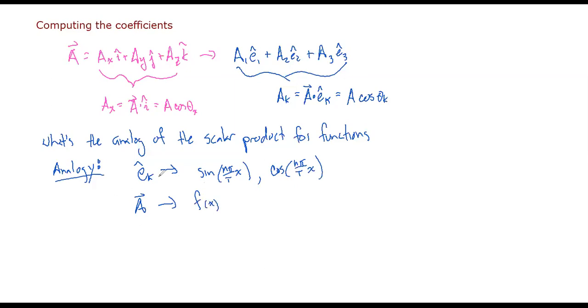So dotting these two things on the left-hand side together is going to be like seeing how much of the f of x overlaps with the sine or with the cosine. And for functions, the analog of a scalar product is what's called an inner product. And there's more than one. You'll see other ones probably at some point in your life. So we will kind of motivate and define an inner product.